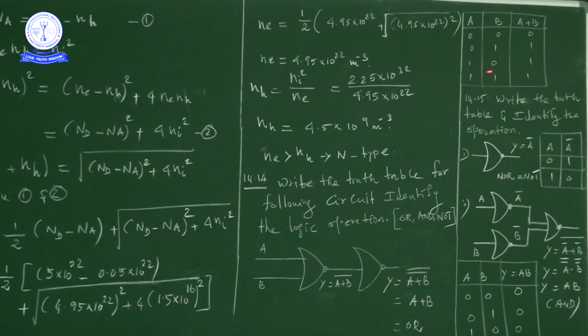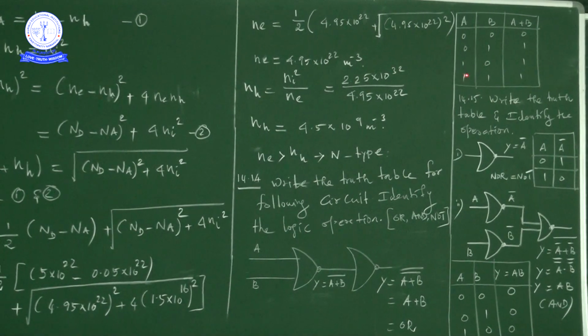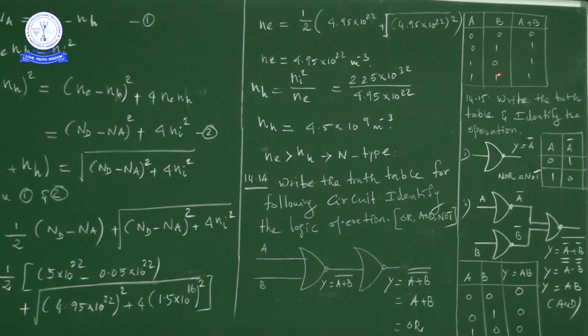Then 1 plus 0: the 1 is high, 0 is low, so high plus low is equal to high. Then A is equal to 1, B is equal to 1, which means both the inputs are high. Then high plus high is equal to high. So this is the truth table of the OR gate.